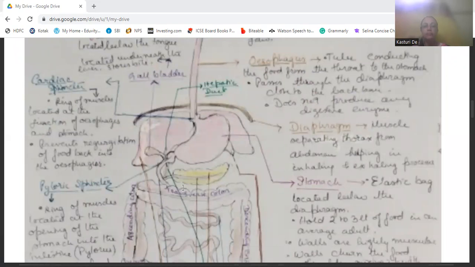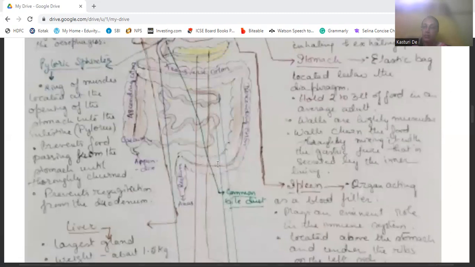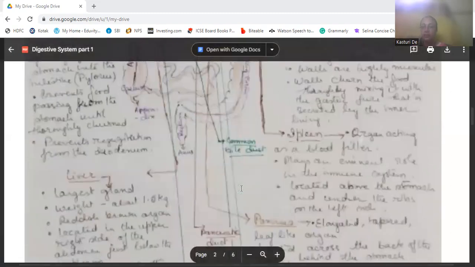Then the duodenum continues behind the transverse colon, that is, the large intestine, and it continues as the jejunum, the second or mid portion of the small intestine.